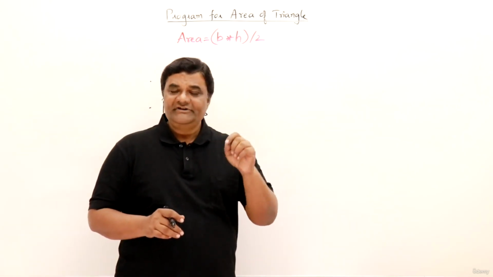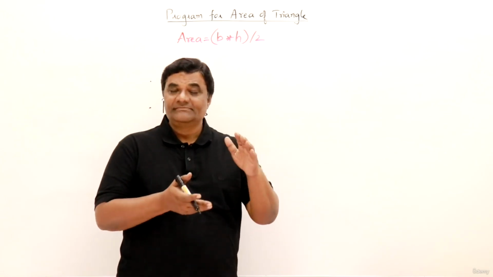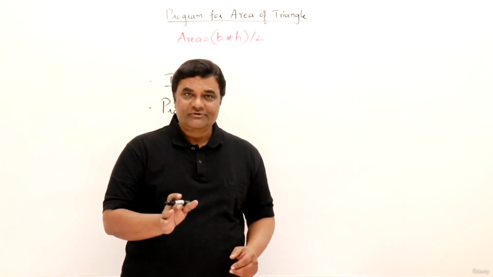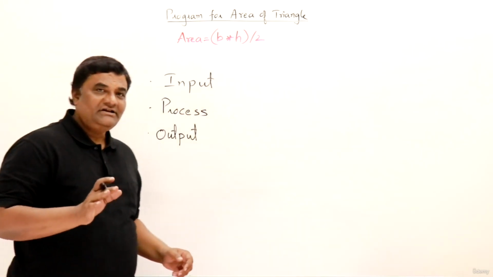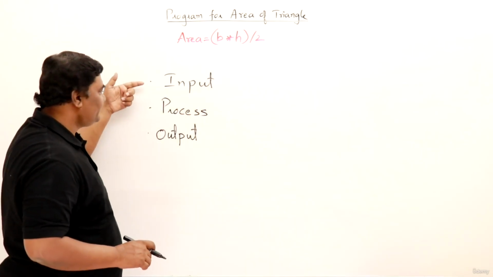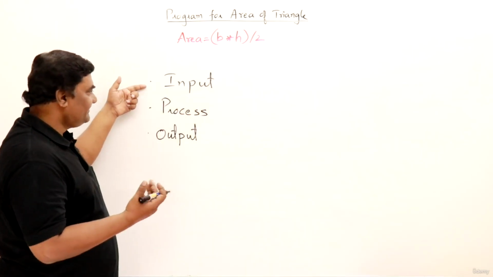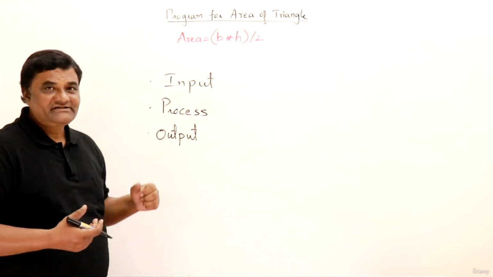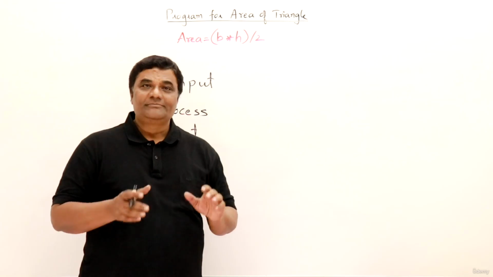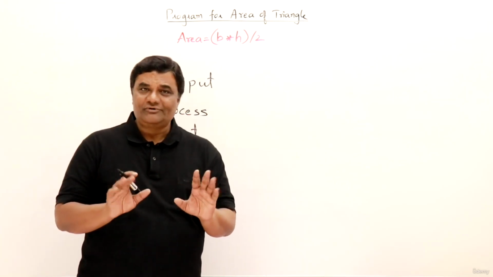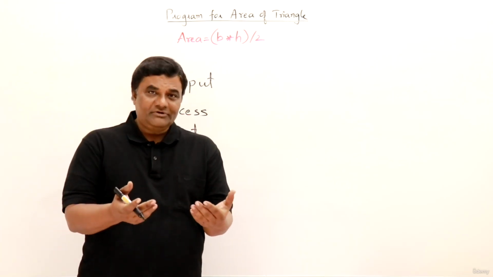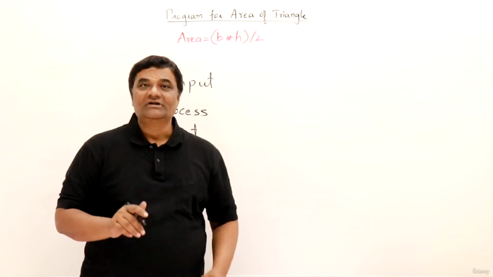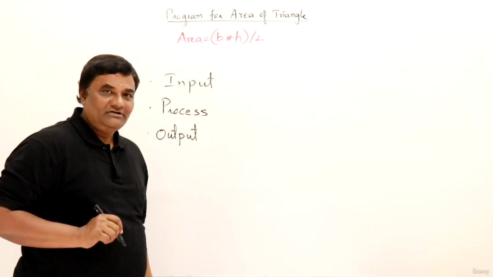Already in one of the videos I have discussed the procedure of how to develop a program. A very basic program will have three parts or three elements. First is input. It will take some input, then process, then output. So these are the three steps that we will follow. So a basic program should have these three things. Whatever input it has to take, it will take the values, then process them and give the output. So let us see what we have to write a program for.